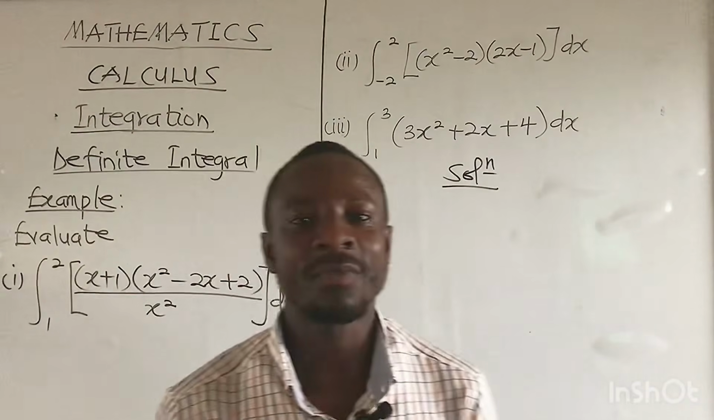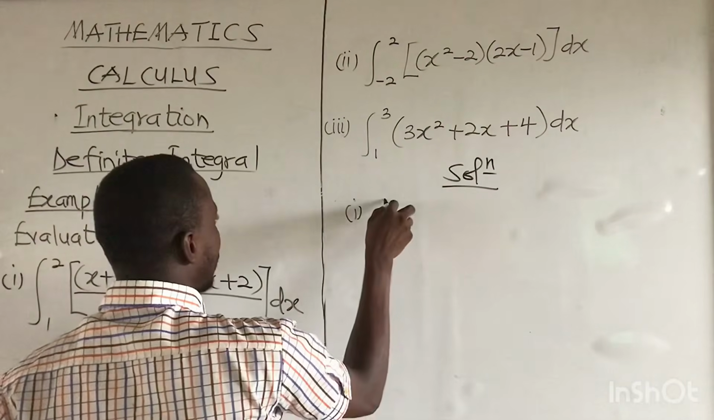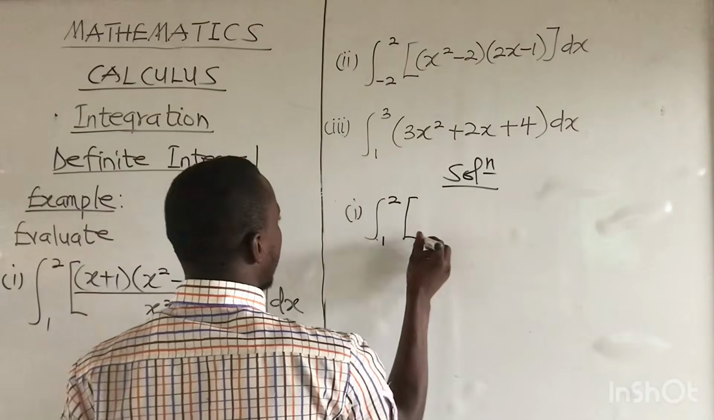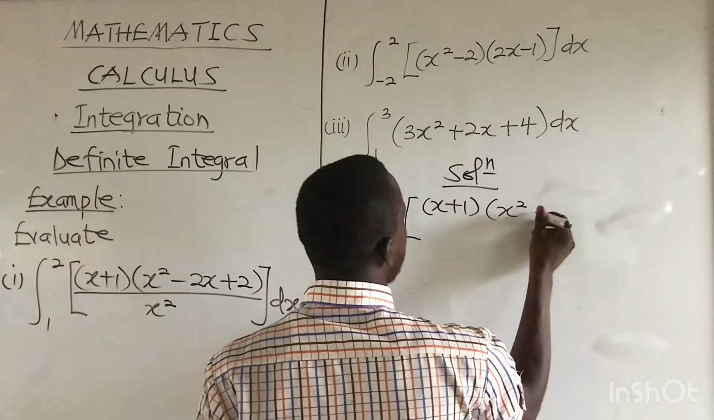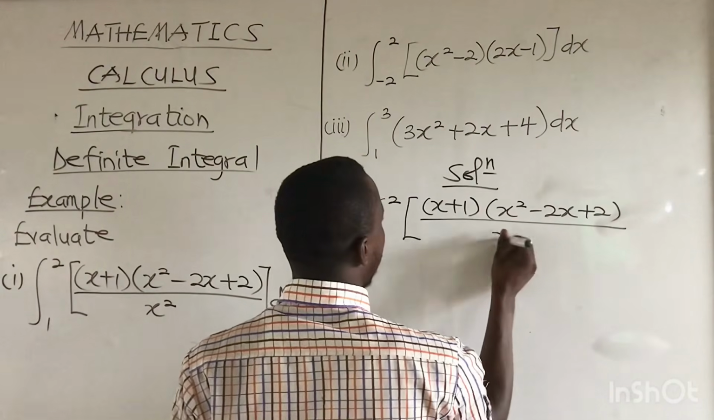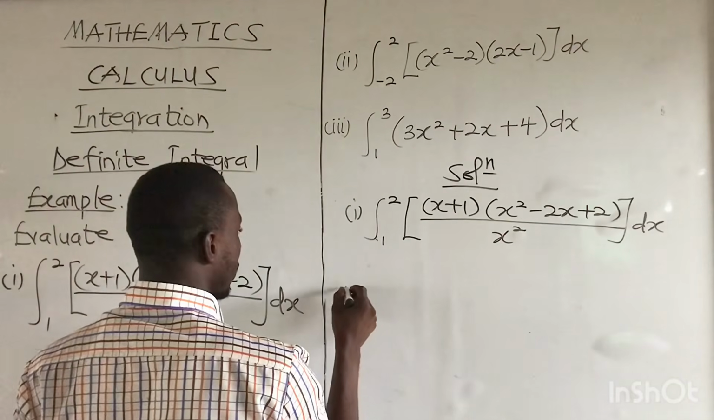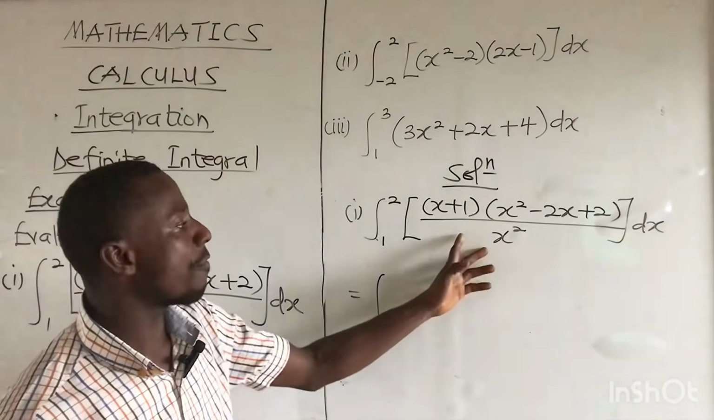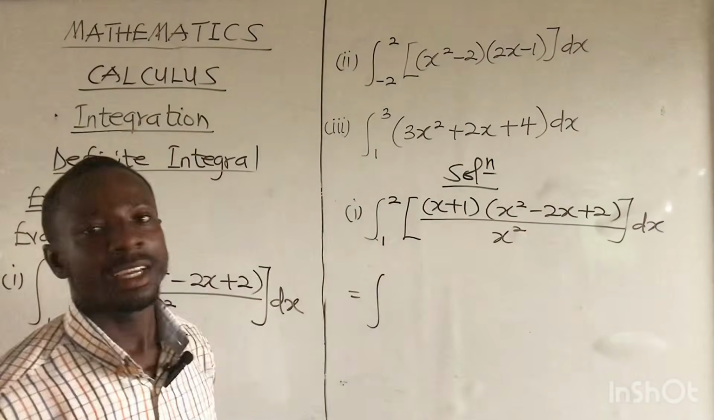So viewers, let's get started. The integral from 1 to 2 of (x + 1)(x squared minus 2x plus 2) all over x squared dx. Now from here, before we can proceed, we need to expand the numerator.